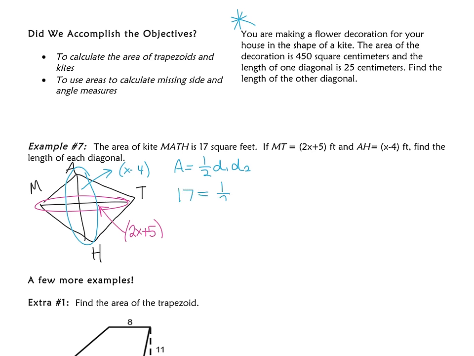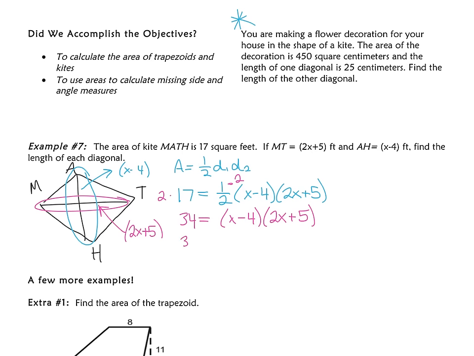equals 1/2. Then I'm going to plug in my two diagonals. So x minus 4, 2x plus 5. This now becomes a very similar problem to yesterday's triangle problems, where I'm going to get rid of this 1/2 by multiplying both sides by 2. I get 34 equals, and then I have my two binomials that I'm going to multiply. Okay, let's go ahead and FOIL or distribute, whatever you call it, the right side of this equation.